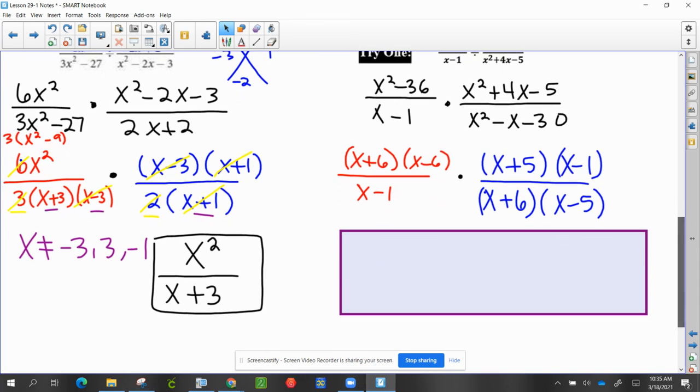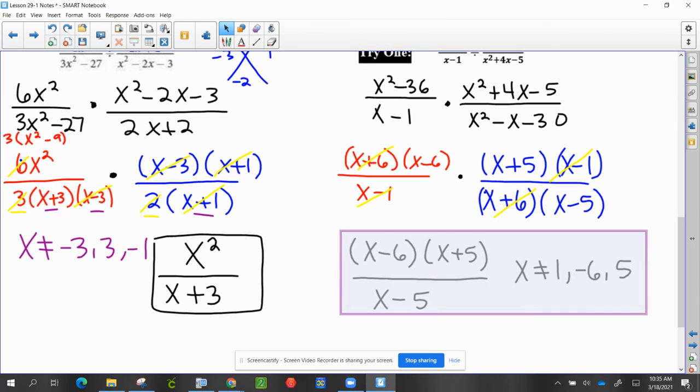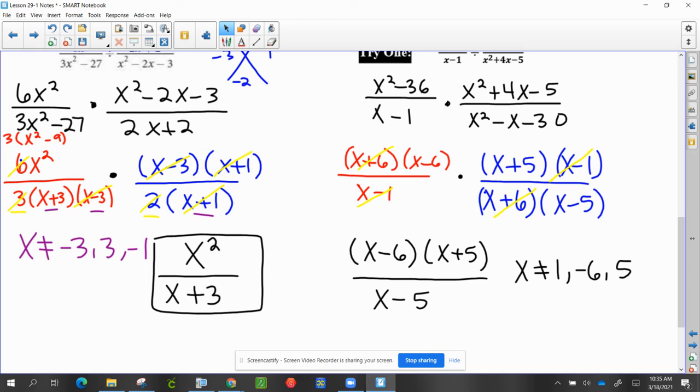Okay, if you factored everything correctly, you should have a difference of squares, x plus 6, x minus 6. The x minus 1 does not factor at all, so you didn't do anything with that. Your 2 trinomials on top and bottom. Now that we have everything factored, you should be able to cancel out anything in common. So it looks like that's about it. You should have been left with x minus 6 and x plus 5 on top with x minus 5 on bottom. And there's your excluded values that I got before I canceled anything out.